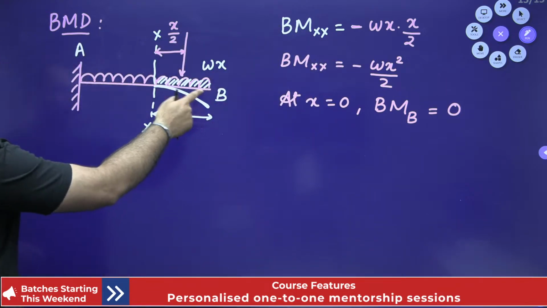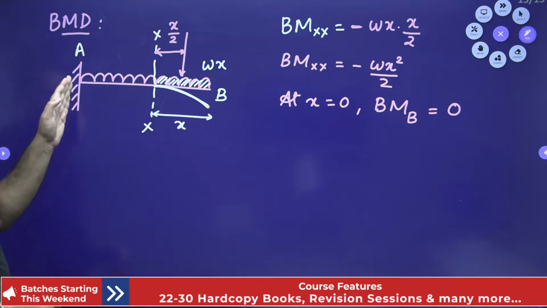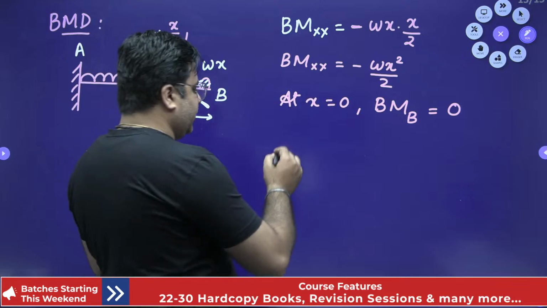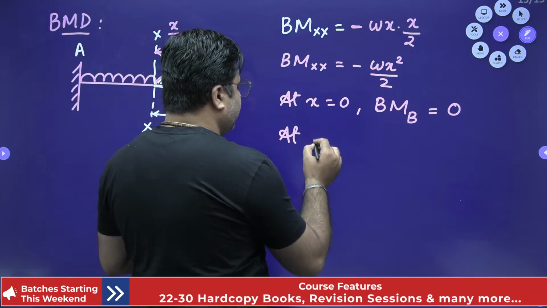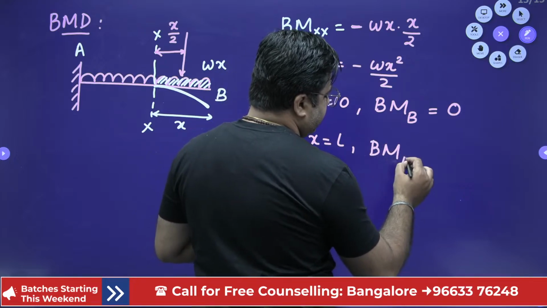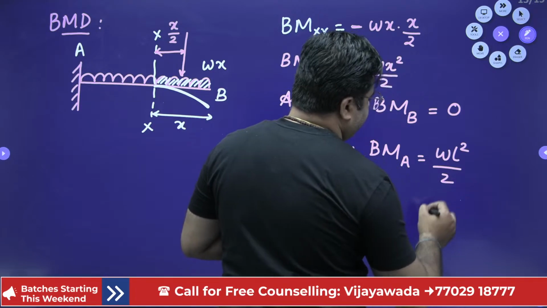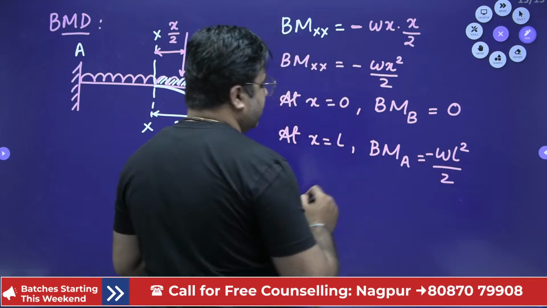And when you substitute X equals L, you will get the value of bending moment at the point which is just right of this support A. So bending moment at X equals L, at A, is WL square by 2, right? And this is minus WL square by 2.